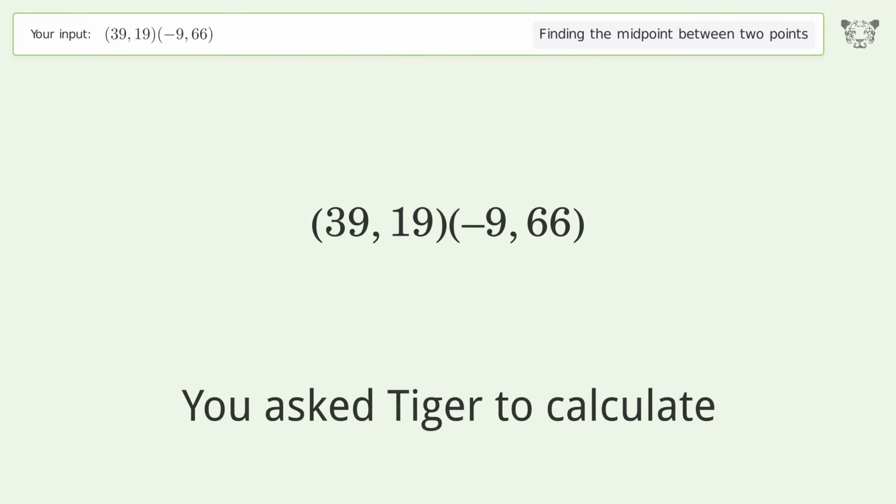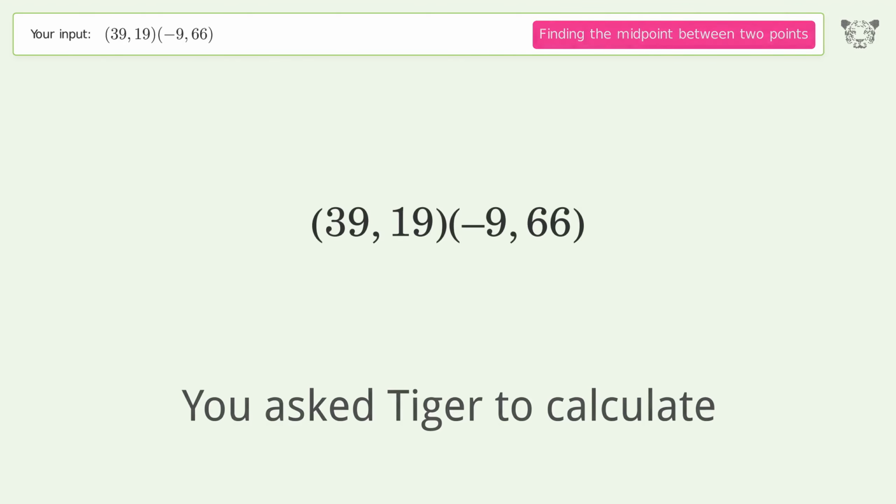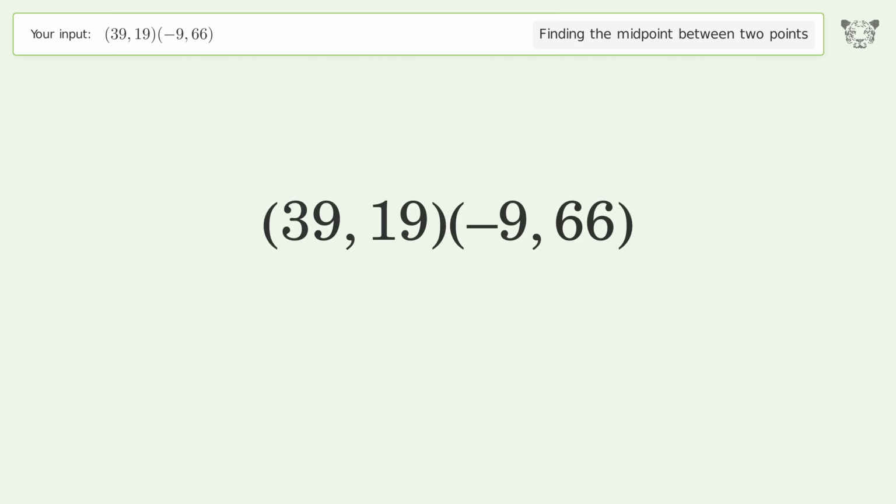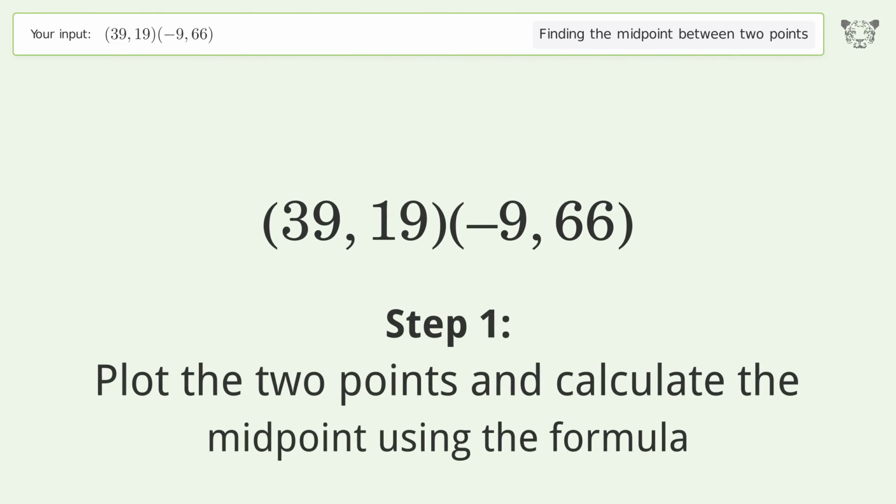You ask Tiger to calculate. This deals with finding the midpoint between 2 points. The midpoint between the 2 points is 15, 42.5. Let's solve it step by step. Plot the 2 points and calculate the midpoint using the formula.